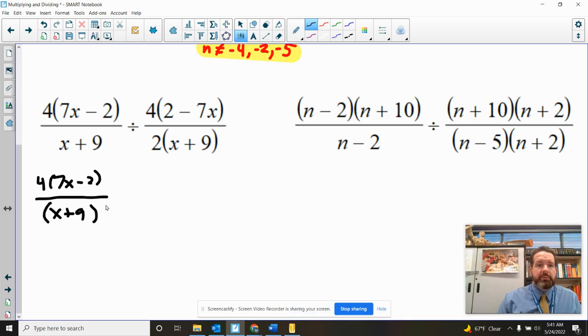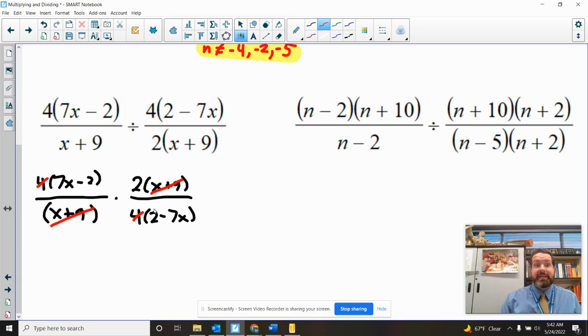Leave the first one alone, change to multiply, flip the second one upside down. So the 2x plus 9 on the top, and then the 4, 2 minus 7x on the bottom. Let's reduce x plus 9 with x plus 9, bottom to top. This 4 and that 4 can reduce to 1.